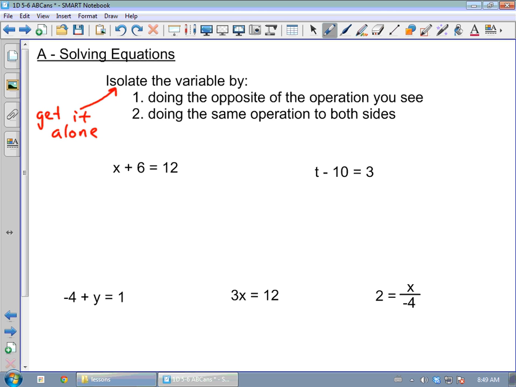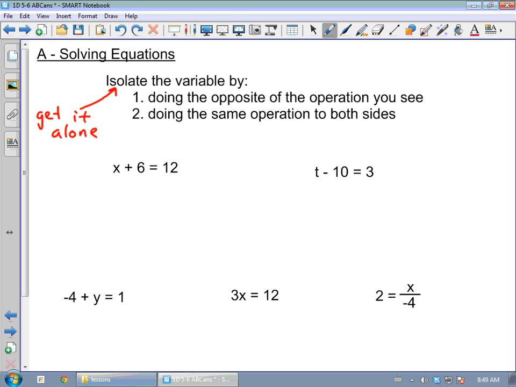Get the variable all alone on one side of the equation. And we're going to follow two basic rules here. We are going to get the variable all alone by doing the opposite of the operation that we see being done to the variable and doing the same operation to both sides. So these are like the two cardinal rules of solving equations. Do the opposite of the operation you see, do the same thing to both sides.